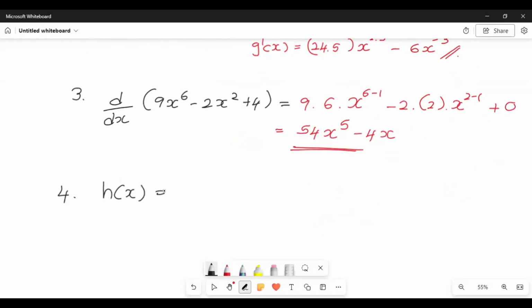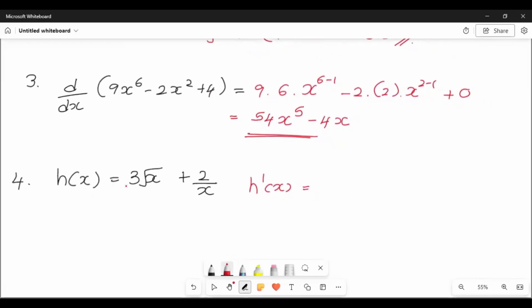h(x) equals 3 times square root of x plus 2 divided by x, or 2 times 1 over x. So we need to find the derivative of h(x), so that is going to be h dash x. Before that, we can arrange this equation like this: h(x) equals 3 times x to the power of half plus 2 times x to the power of negative 1. It's the same format, but in a different way.